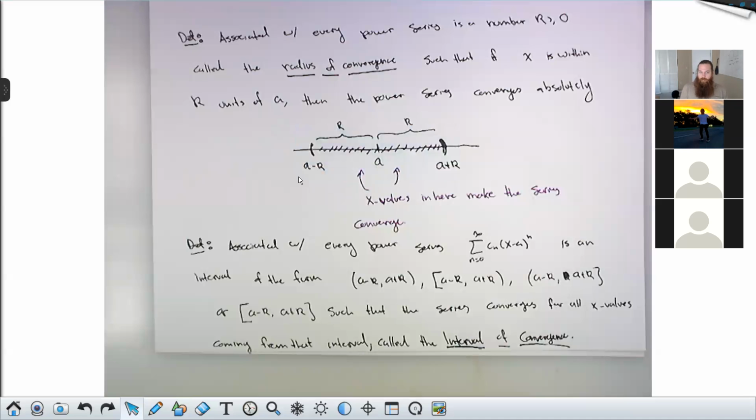These things turn out to be connected. The interval of convergence is always symmetric about a. And the radius of that interval, if you think of it as like a one-dimensional circle, the distance from the center to the boundary, is called the radius of convergence.